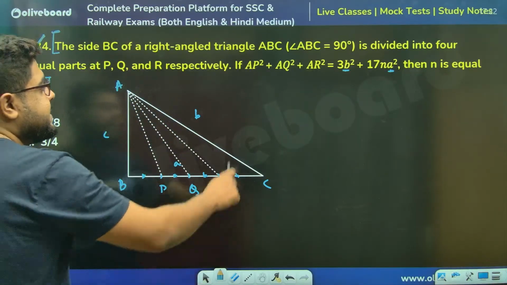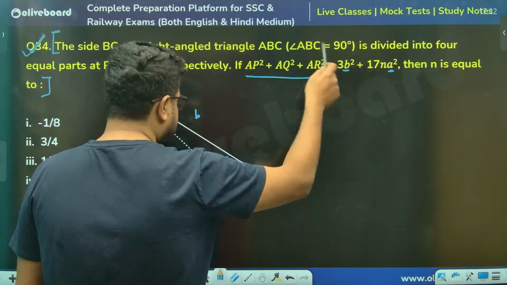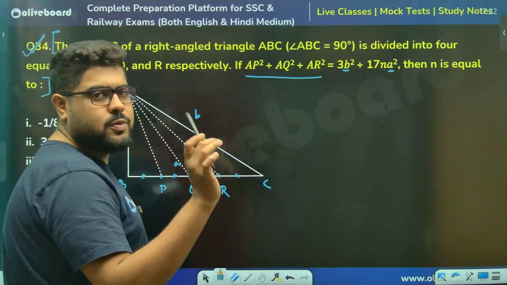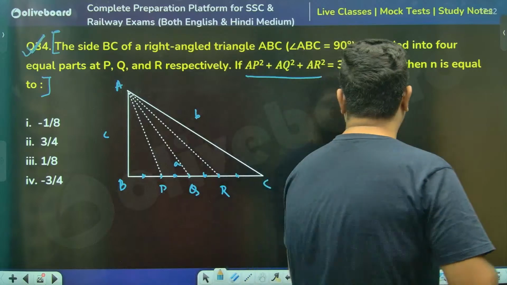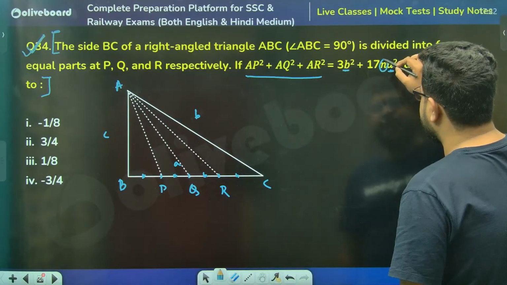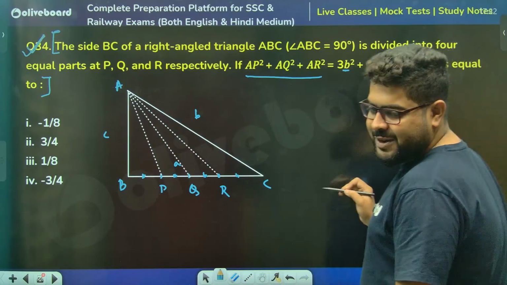Now, sir, this is given to you. Now, B is this, A is this. We all know this. Now, the problem is with N. N I don't know, and they are asking the value of N only.